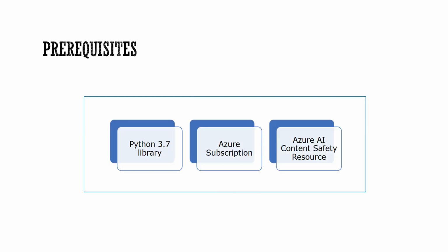Okay. The next one is the prerequisites. Here I'll show you the demo. We'll be creating a Python based solution, and we'll identify the harmfulness and see the severity score in that. So to build that solution, what are the prerequisites needed? We need the Python 3.7 library, an Azure subscription, and an Azure AI content safety resource.